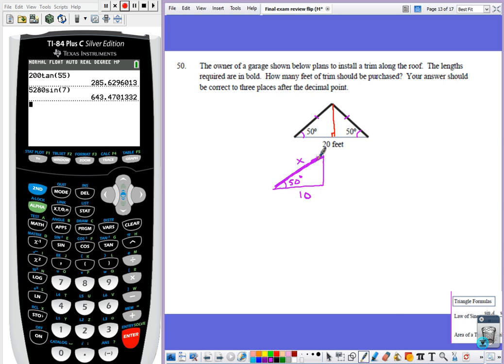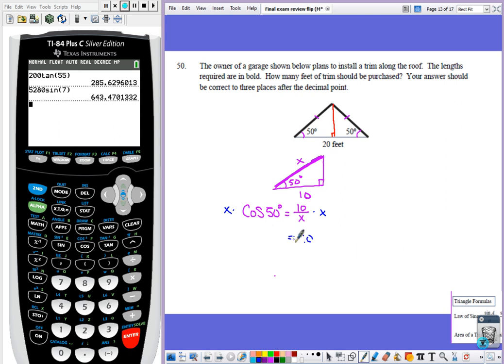Now this is only half of my length. The other length I can just double, right? Because this and this are the same. Now I know they're the same because of the angle measures being the same. Okay, so this is adjacent over hypotenuse, so we're going to use cosine in this situation. Cosine of 50 degrees is 10 over x. So in this case, instead of multiplying by 10, we're going to multiply by x and then divide.